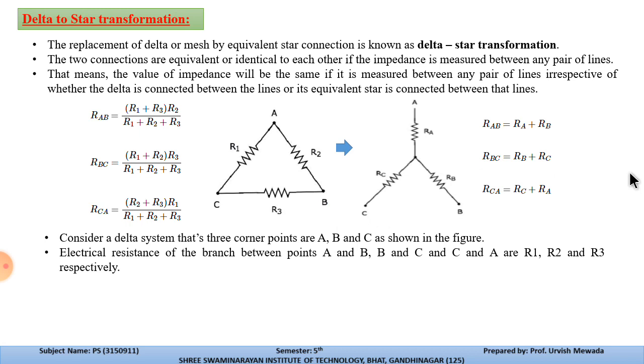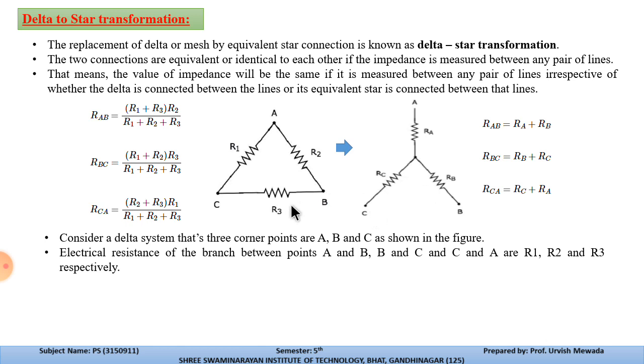With the help of this simple equation, we will calculate the delta to star and star to delta transformation. So first of all, we'll take the delta to star transformation. This is the shape we say is delta. Now this delta having three branches, R1, R2 and R3, will be converted into RA, RB and RC. Means with terminal A the RA branch is connected, with terminal B RB is connected, and terminal C RC is connected.